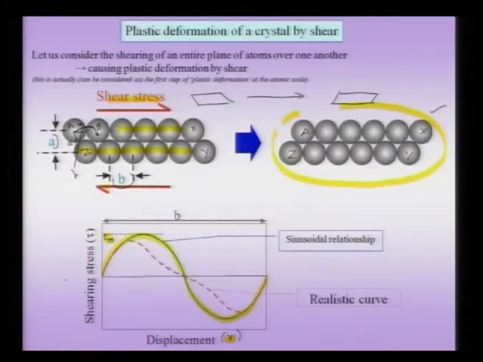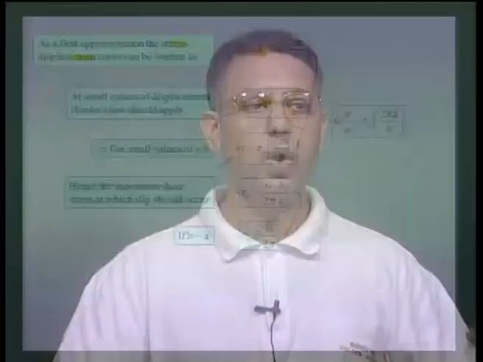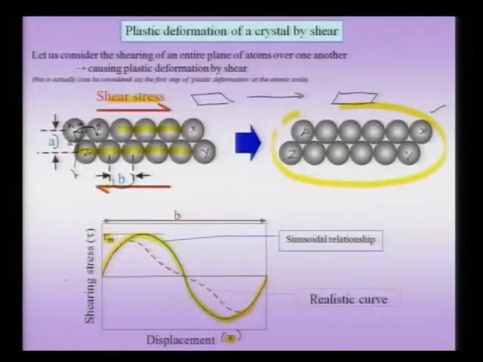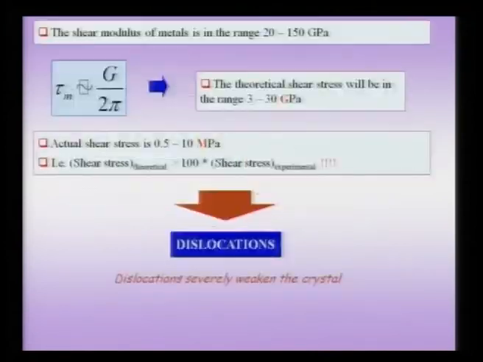Reminding ourselves again, tau m is the maximum stress I require. I do not have to worry about the other part of the curve, because after that it will spontaneously go downhill in stress. Therefore, tau m is equal to G by 2 pi, or I can approximate it even further and say that tau m is of the order of G, where G is the shear modulus of the crystal. So, by considering a shearing of two planes of atoms, which gives plastic deformation, and by assuming a sinusoidal stress displacement relationship, I have seen that the maximum stress required to cause this plastic deformation is of the order of G.